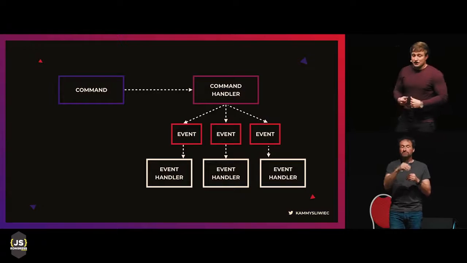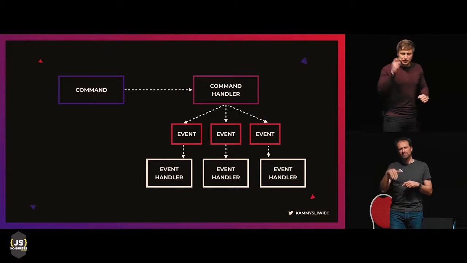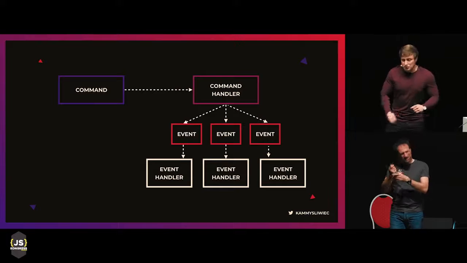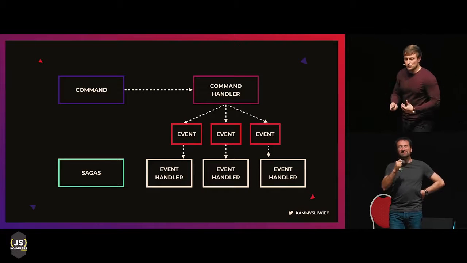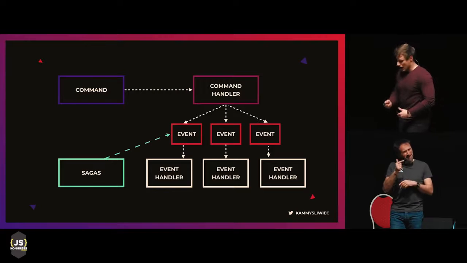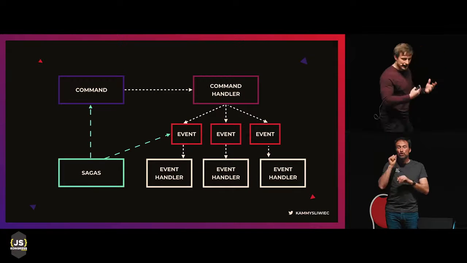Let's have a look at our architecture once again. We have this command handler, events, event handler. There is a missing piece here. And the missing piece is a Saga. A Saga subscribes to incoming events and can dispatch commands. Can. It doesn't have to, but can.